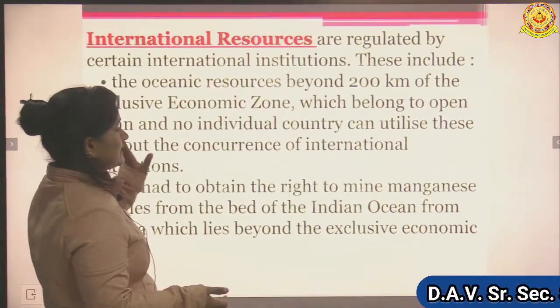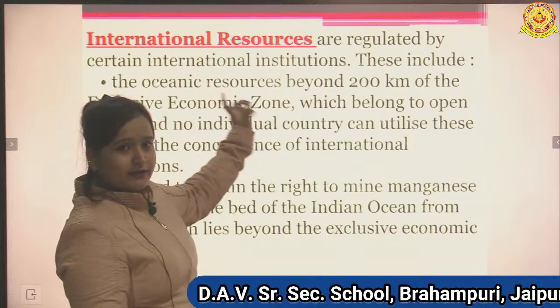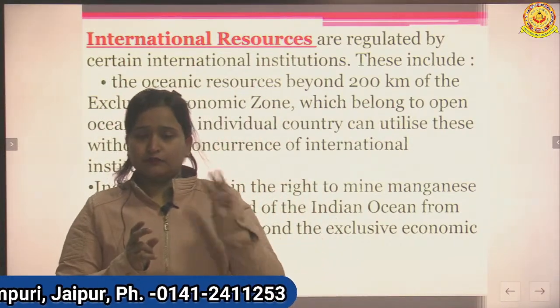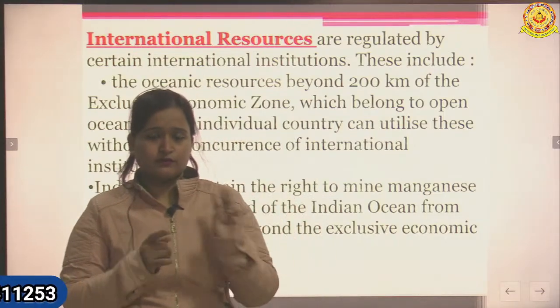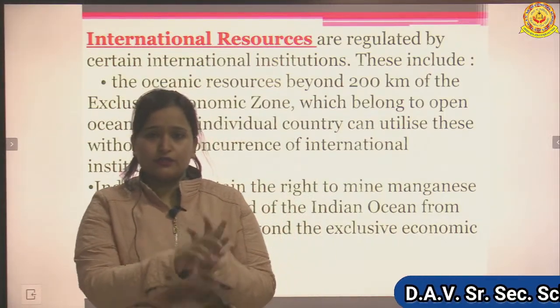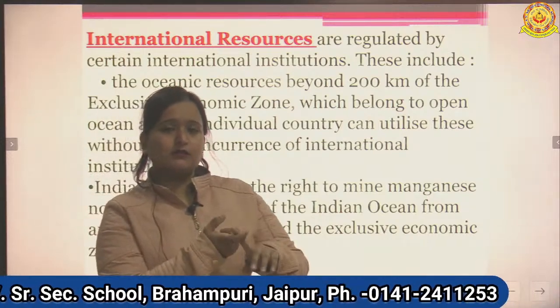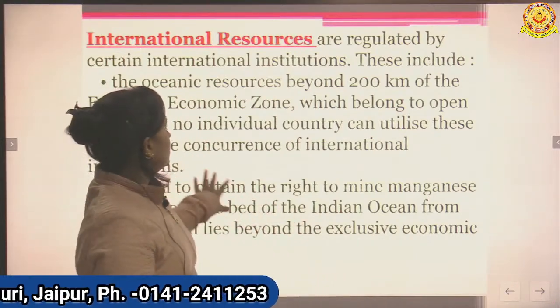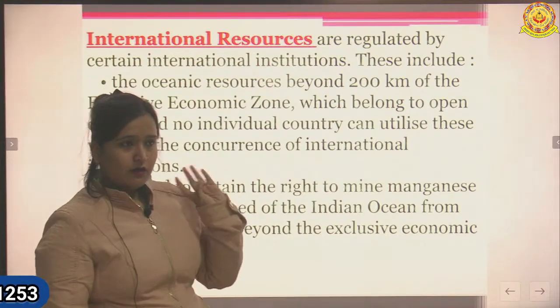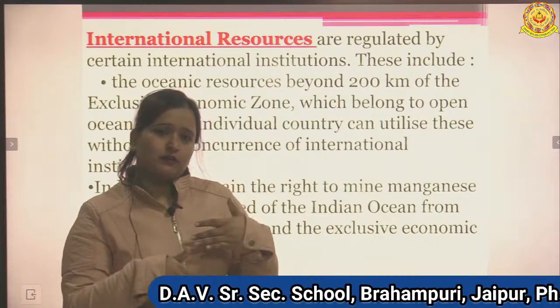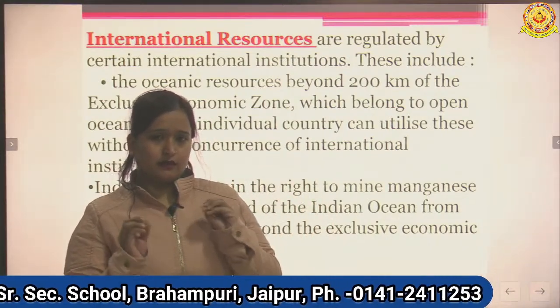Up to yesterday we explained international resources. Yesterday we learned three types of classification of resources. The first is on the basis of origin, the second is on the basis of exhaustibility, and the last is on the basis of their ownership. Now let us recall whatever we learned yesterday.